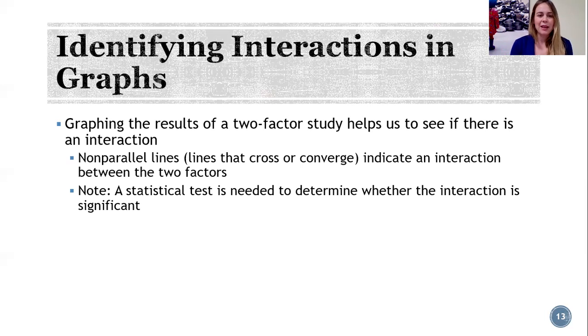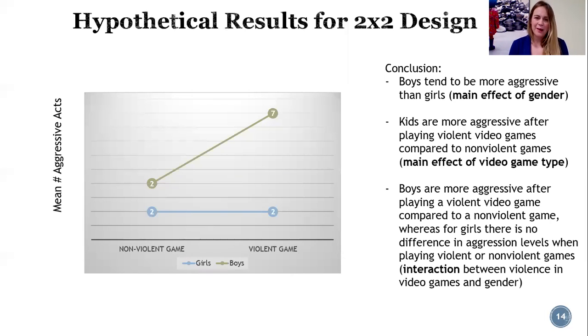That interaction will pop out at you. If we plot them as in a line graph, we'd be looking to see if the lines are parallel or not. Non-parallel lines suggest that there is an interaction. Parallel lines suggest that there's no interaction. So I'll show you what that would look like here.